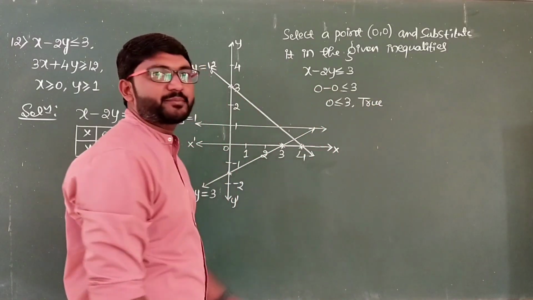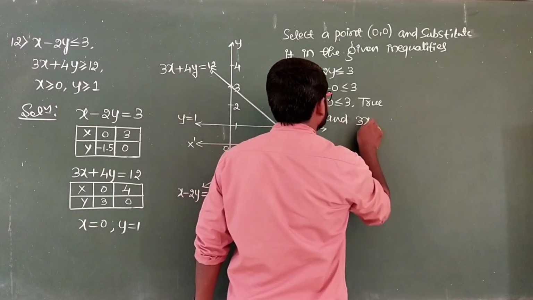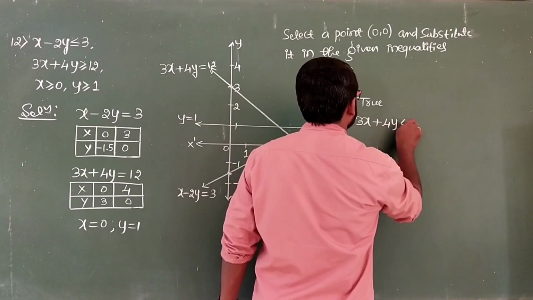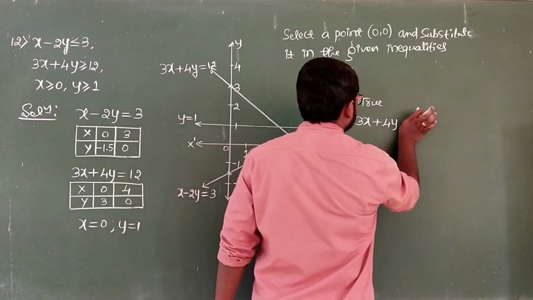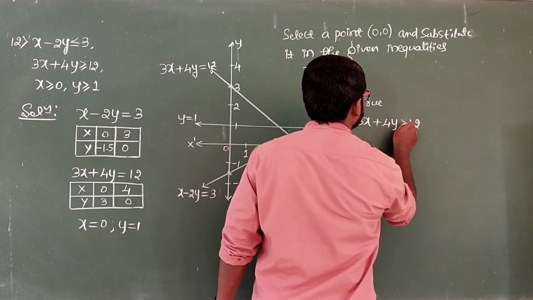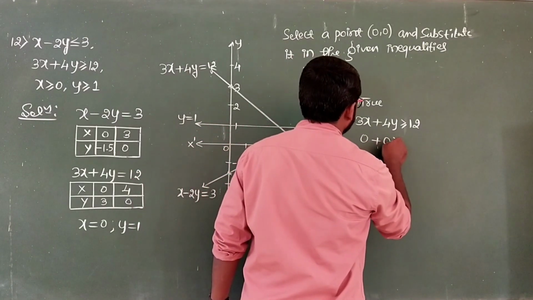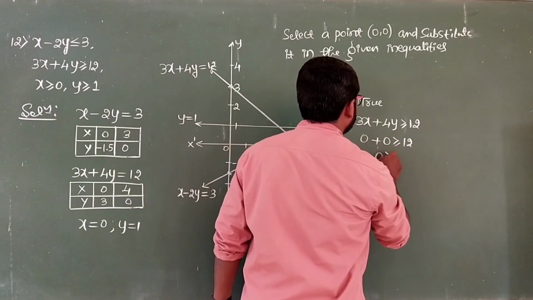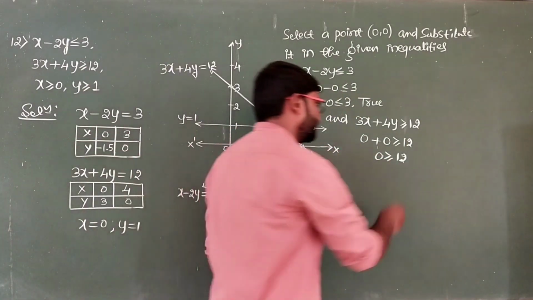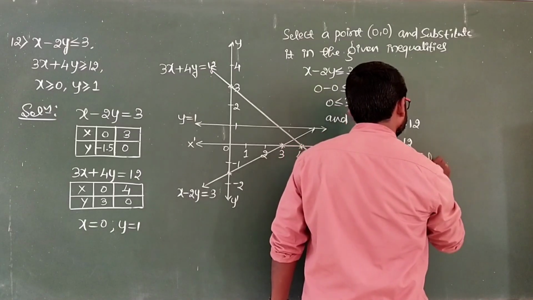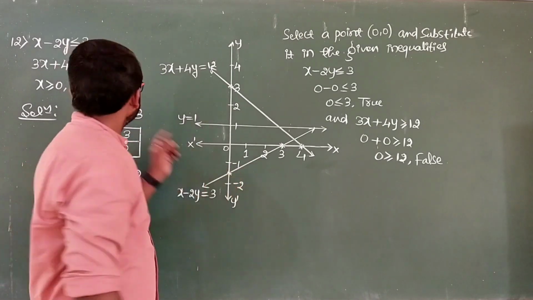Then the second one, 3x plus 4y greater than or equal to 12. Then 0 plus 0 greater than or equal to 12. So 0 greater than or equal to 12 means it is false. Then x equal to 0 is the y-axis, so leave that, and then y greater than or equal to 1.